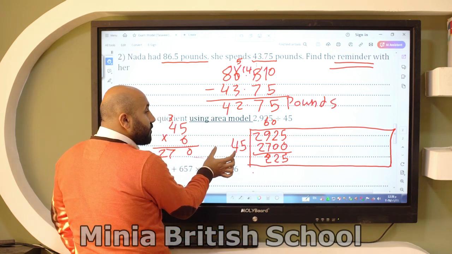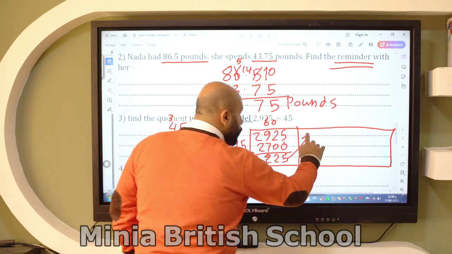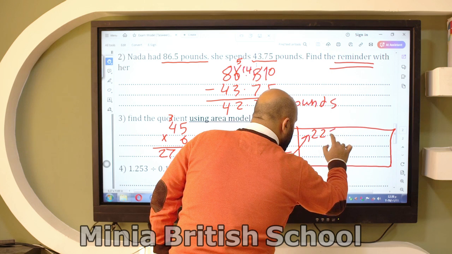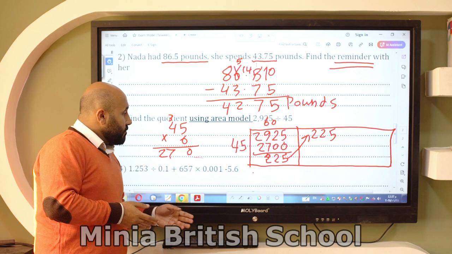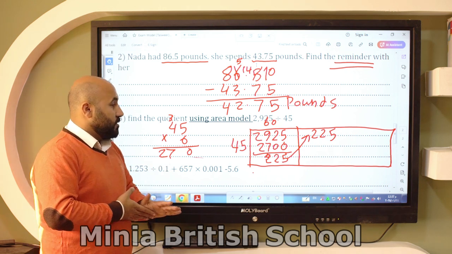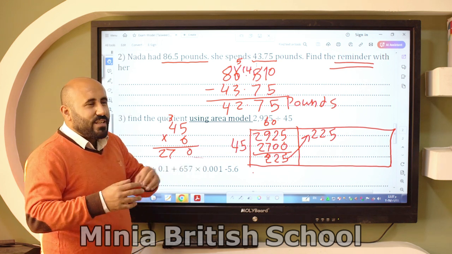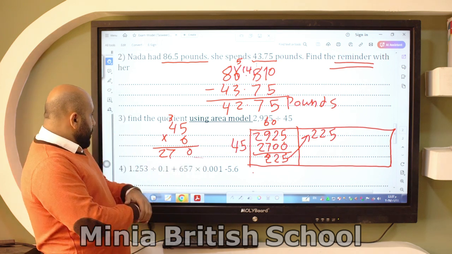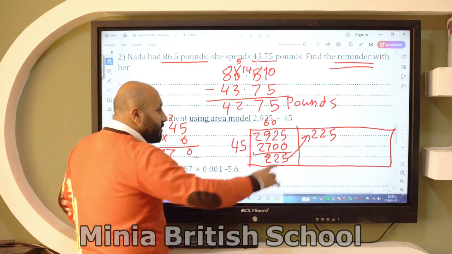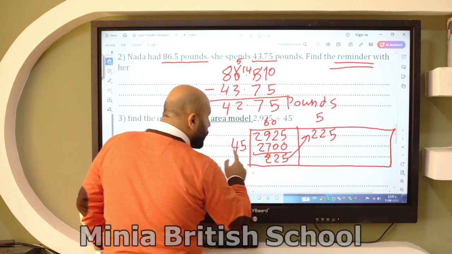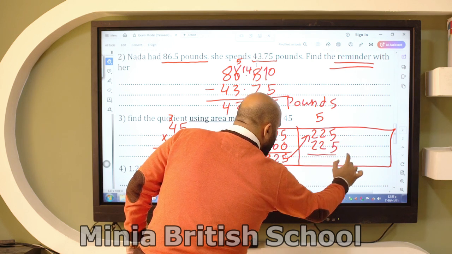225 is greater than 45. That's right. So I will continue. And let's ask ourselves, what is the number times 45 which gives me 225 or less than it? And I think that you guessed it right. I will choose 5. 5 times 45 will give me 225 exactly.